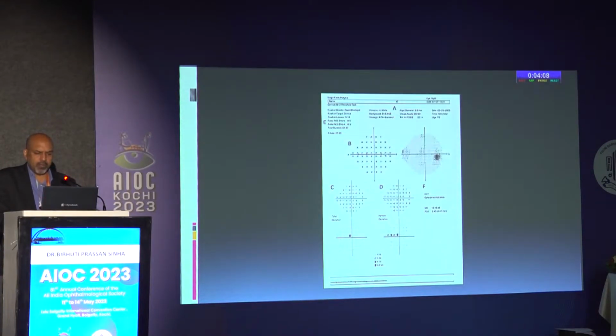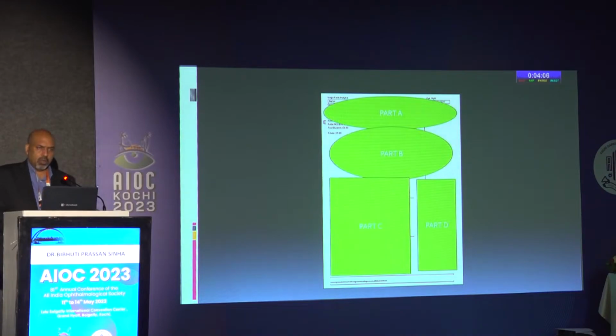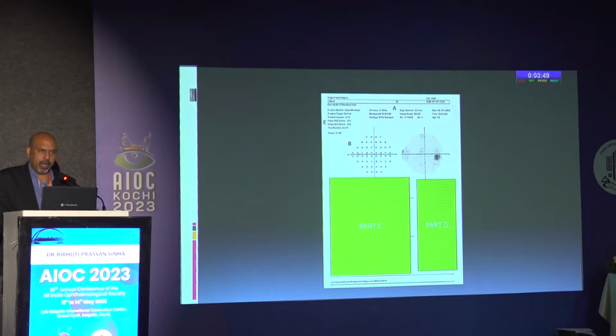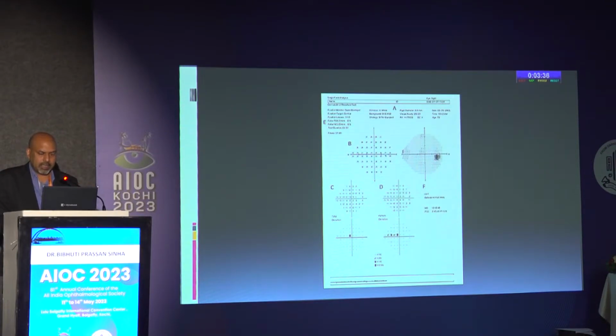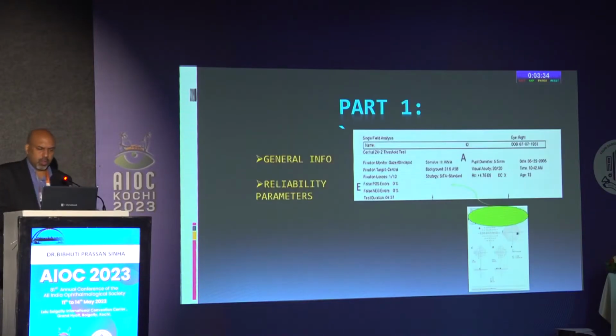Now coming to the parts of the Humphrey, this is the printout. So for convenience, I personally bifurcate it into 4 parts: Part A, B, C, and D. Part A has all the information regarding the patient and the reliability indexes. Part B has the actual threshold value and the grayscale. Part C has the total deviation and the pattern deviation plot, and Part D is the statistical analysis of the printout. So let's go one by one.